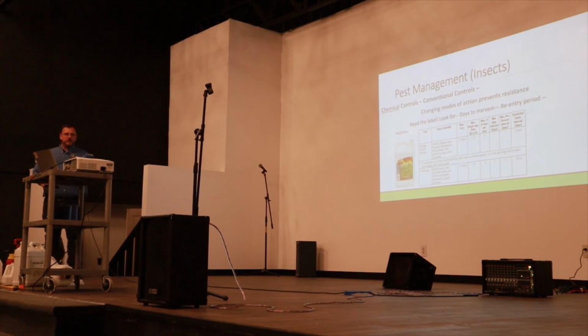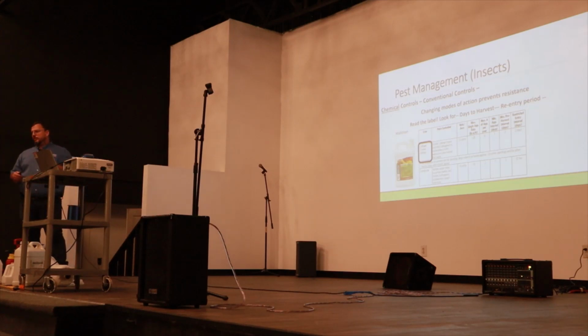All right, so this is malathion, which is a pretty common conventional product. When I say conventional, it just means that it's not approved for organic use. You're likely to find a conventional product at local farm stores. They've started carrying more organic because I think there's more demand for organic controls too. But this is an example of what your days to reentry and your days to harvest look like.